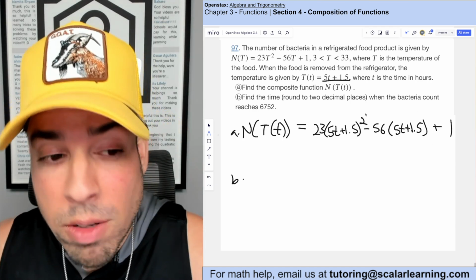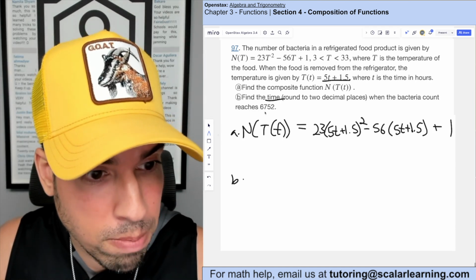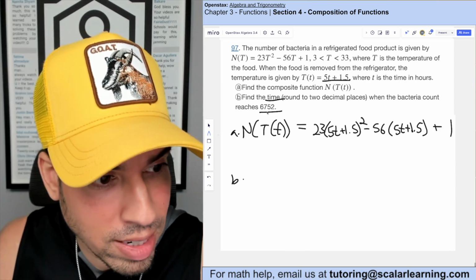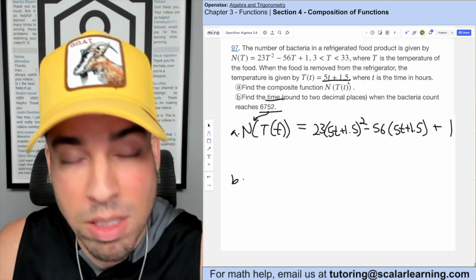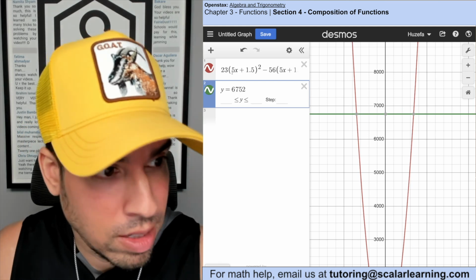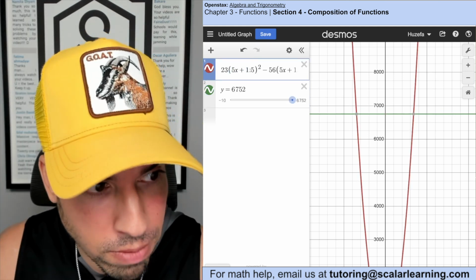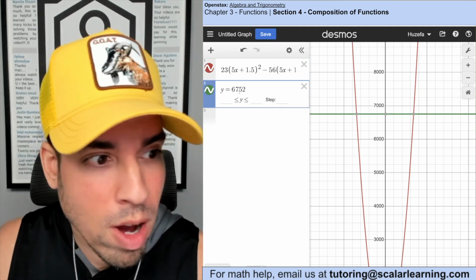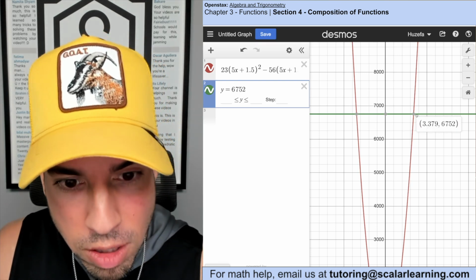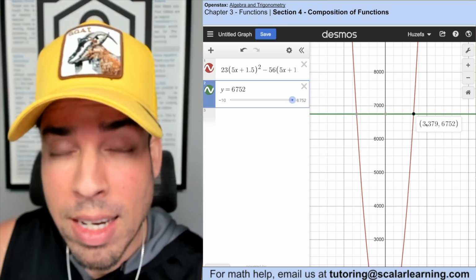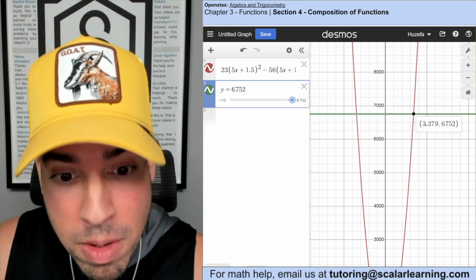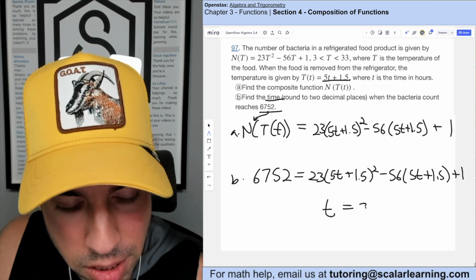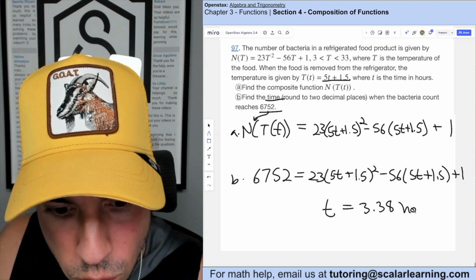Now we want to find the time when the bacteria count reaches this amount. We're going to use a calculator to do so. What I'm going to do is plug in this value for n, because n represents the number of bacteria. The way I've chosen to display this in Desmos is I made the first function our composite function, and then I want to know when this function is going to equal 6,752 on the y value. So I said y equals that amount. I'm looking for the intersection, which is right here. And we want that x value, which is really that t value, time. If I round it to the nearest hundredth, it's 3.38. So since t is in hours, it's 3.38 hours.